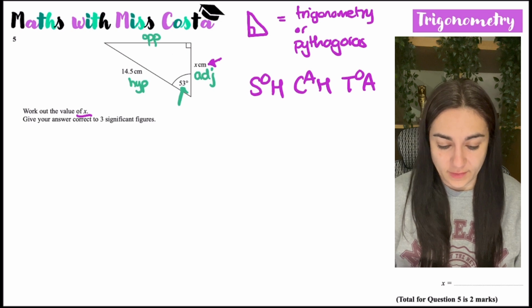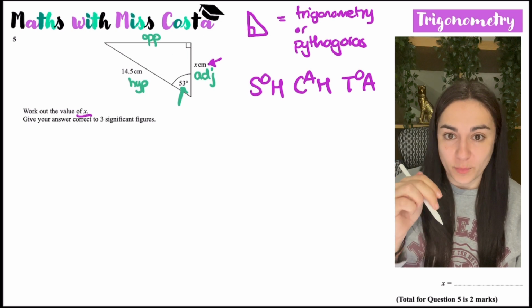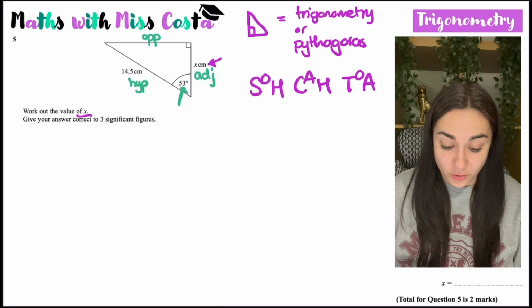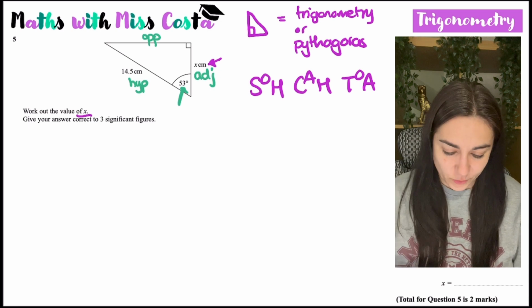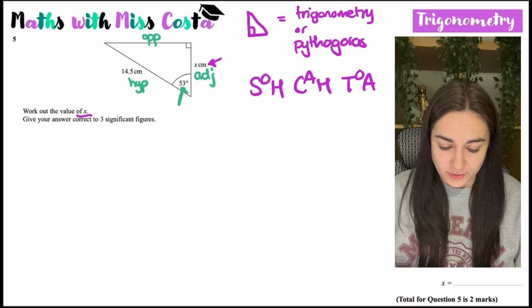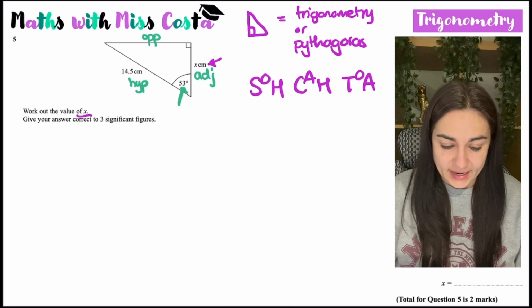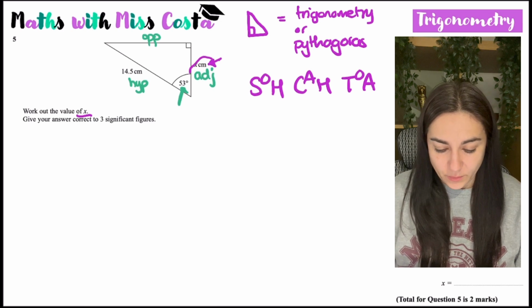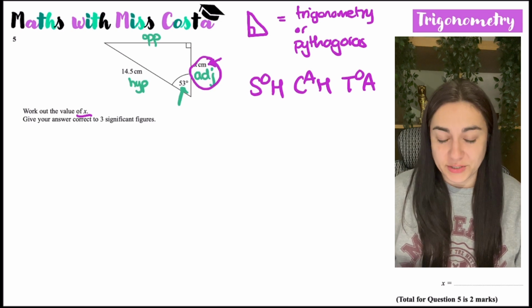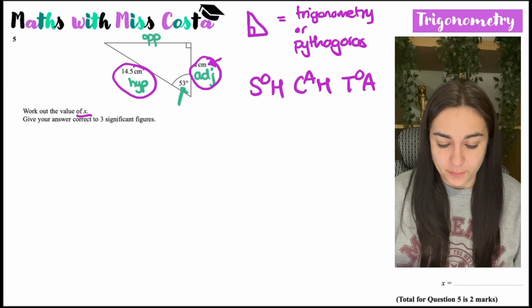Okay, so the opposite side is the one that's opposite your given angle, and the hypotenuse is always opposite the right angle. So now I've labelled my triangle, I know what each side represents. And which sides am I using? Well, I want to find out x, which is the adjacent, and I've been given the hypotenuse, which is 14.5. So which trigonometric identity deals with A and H?